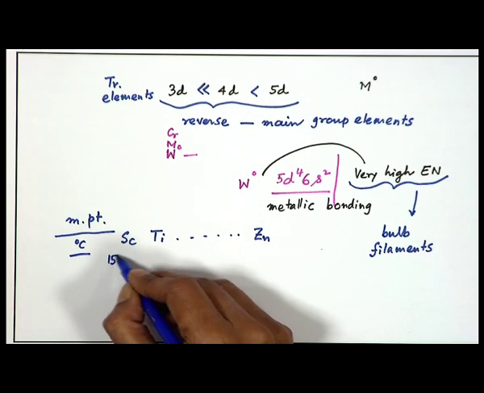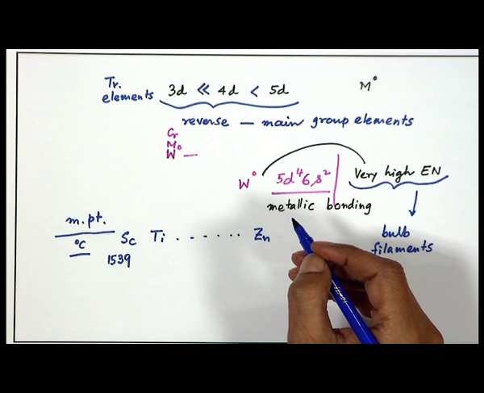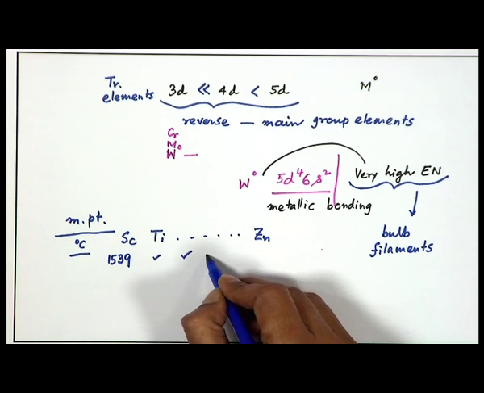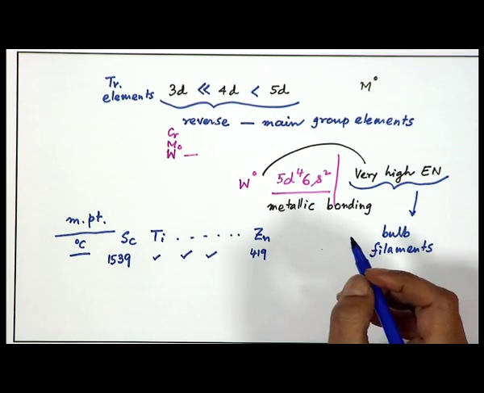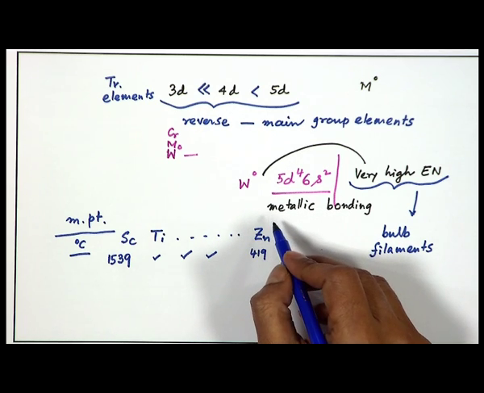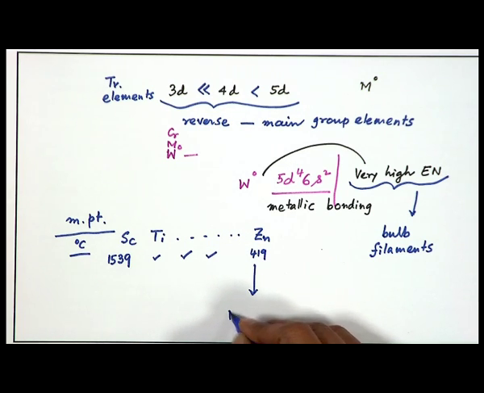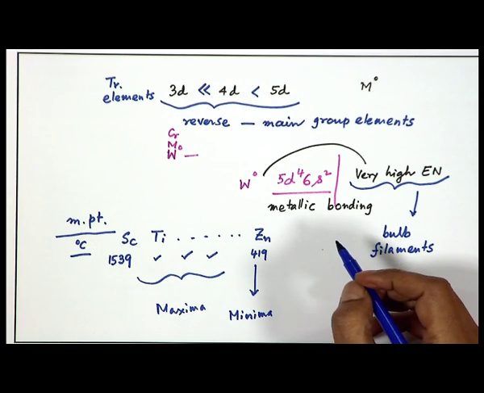One value is 1539 degrees centigrade for scandium. It is increasing for titanium, it is increasing for vanadium as well as chromium, but in case of zinc it is less, since those electrons are in the filled shell, and are not available for that kind of metallic bonding. So, the minimum will be found over here where the levels are filled. The melting point minima will be found here, and the melting point maxima will be here for the transition metals.